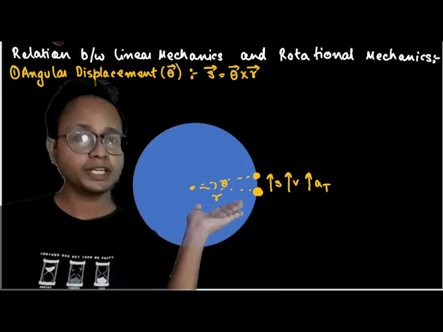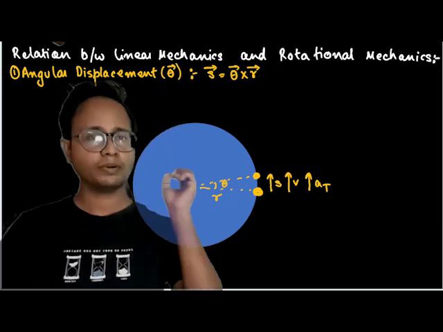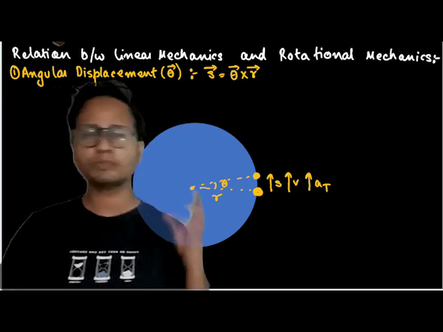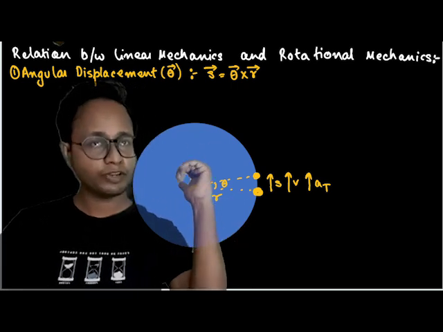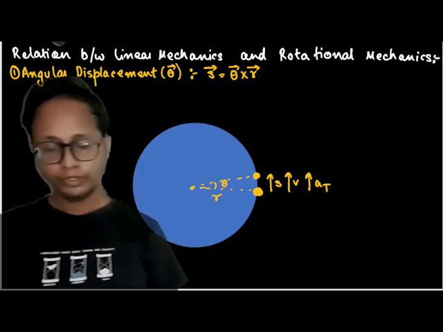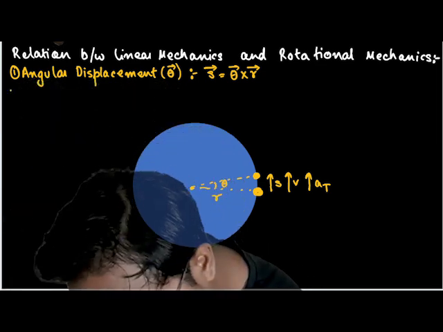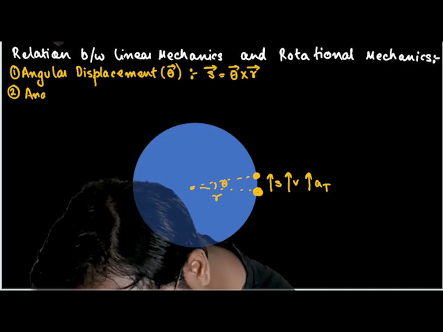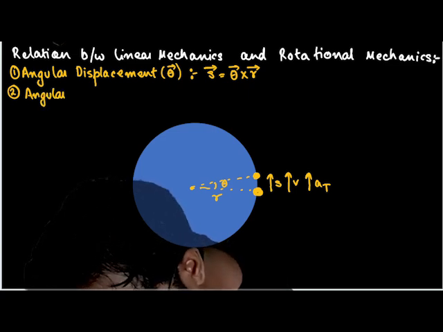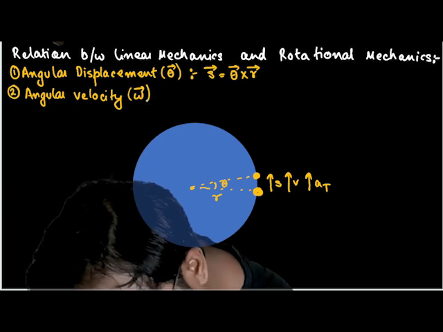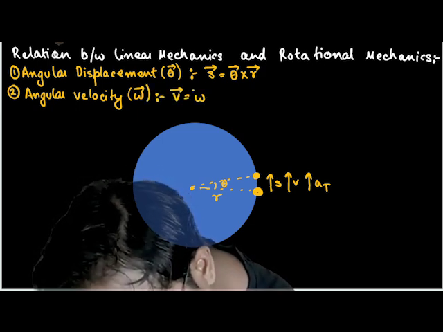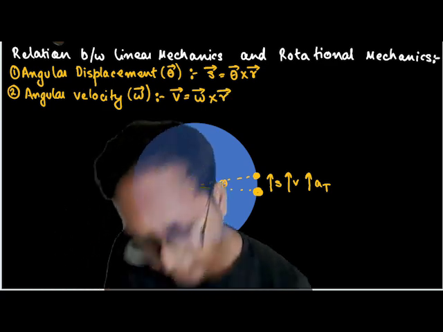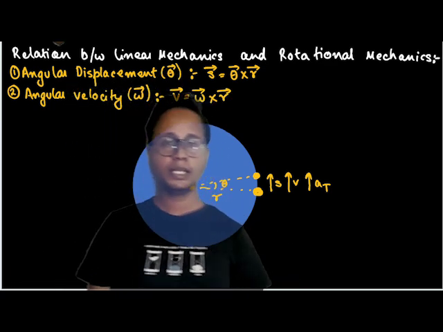Similarly, if it rotated theta degrees in, say, 2 seconds, or the angular velocity here is given as omega, 2 radians per second or 1 radian per second or whatever, and it is rotating in this direction, then the angular velocity vector will also be in this direction. So the second term that we are going to study is angular velocity, given by omega. Similarly, like displacement, linear velocity is equal to angular velocity cross r. Understood this much?